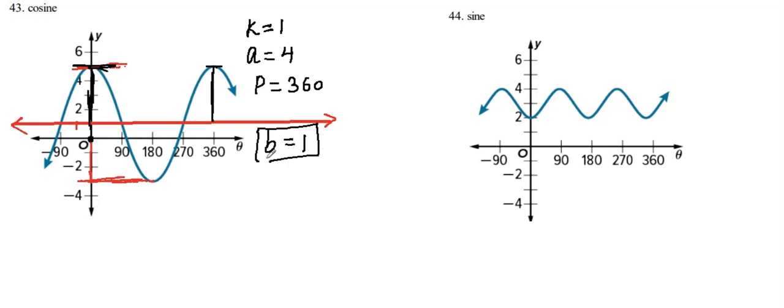You can see how I did in 41 and 42. There is no vertical shift because this graph is starting from, cosine always starts from the y-axis. So there is no phase shift, sorry. There is a vertical shift, the vertical shift is this. But there is no phase shift.